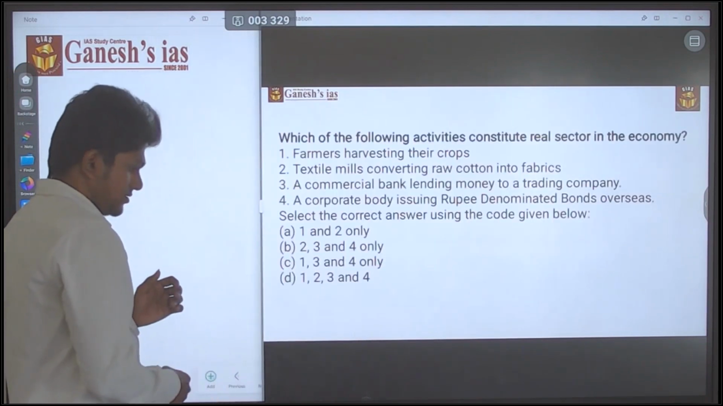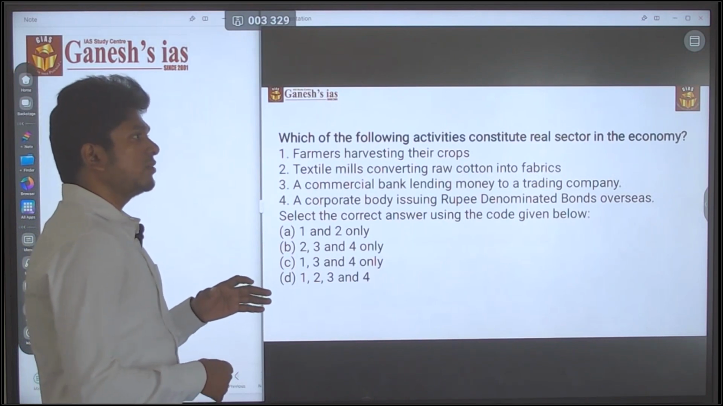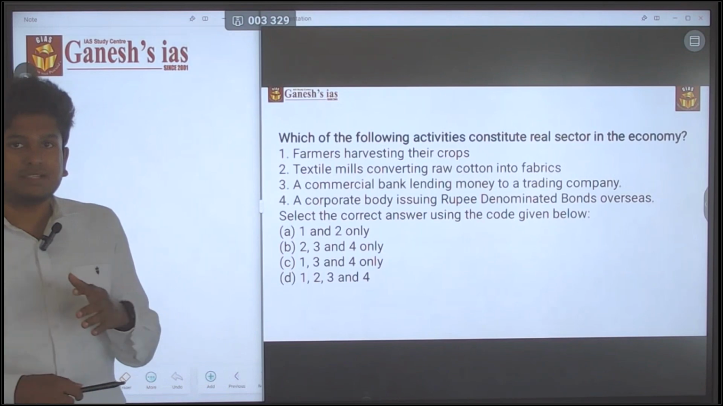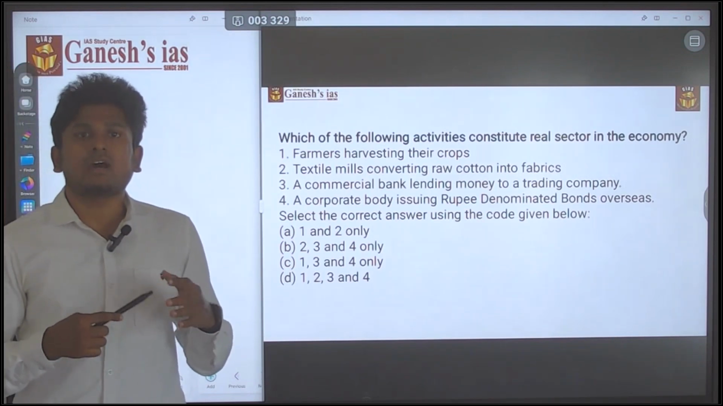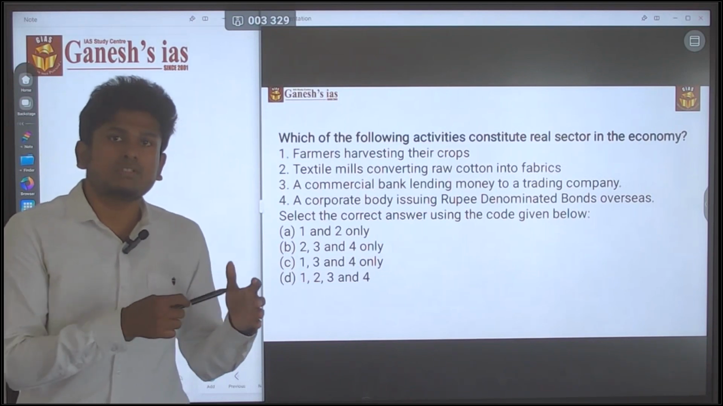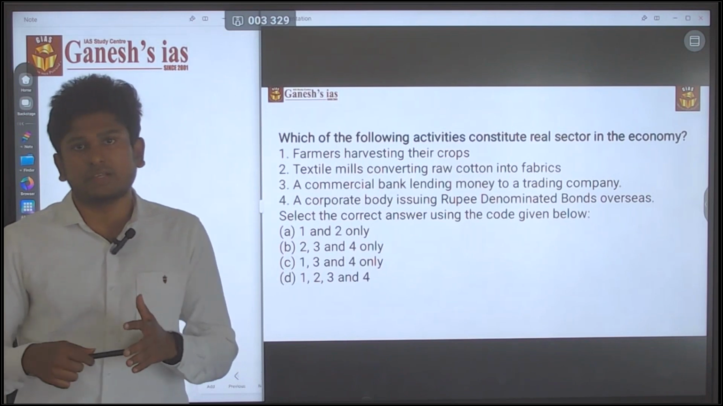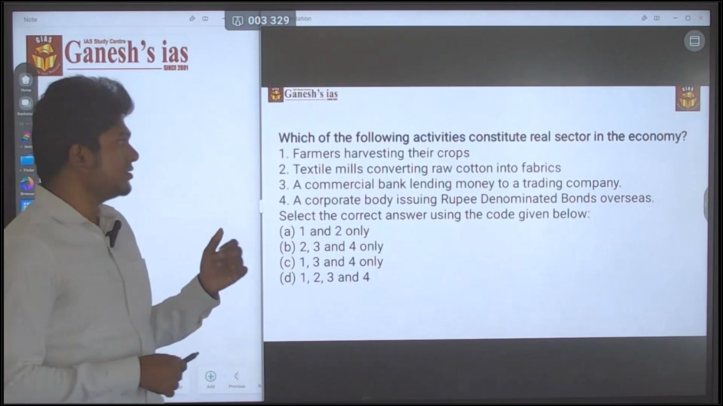I won't say it is the easiest question, but with the basic understanding you can answer the question. Okay, it's like odd one out. What are the things that are odd among the four statements? You can easily eliminate it and you can get to the answer. Okay, first of all we will discuss the question.